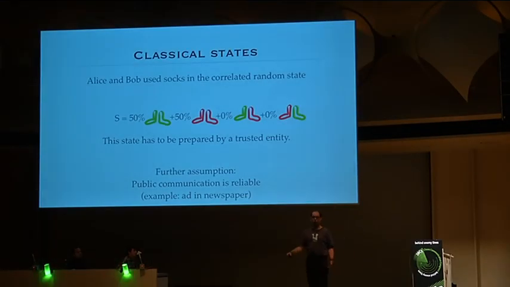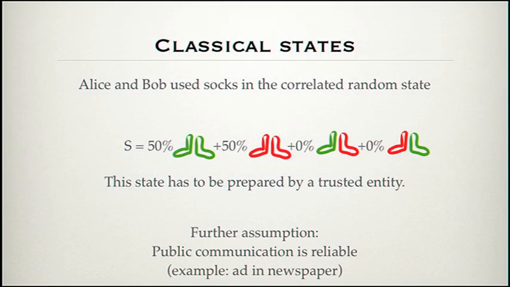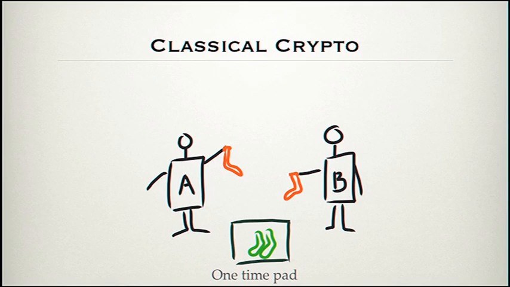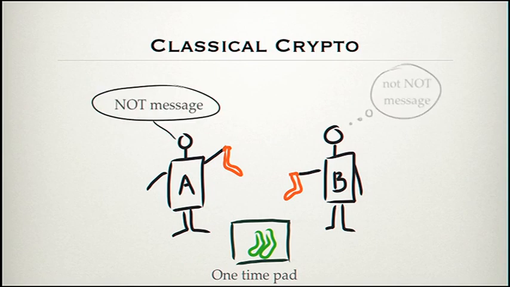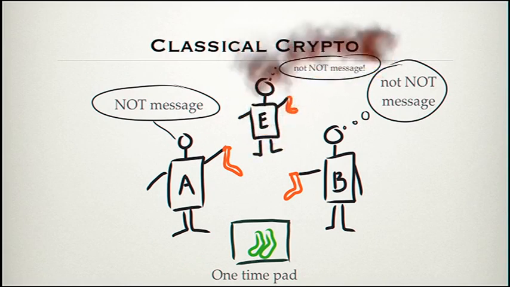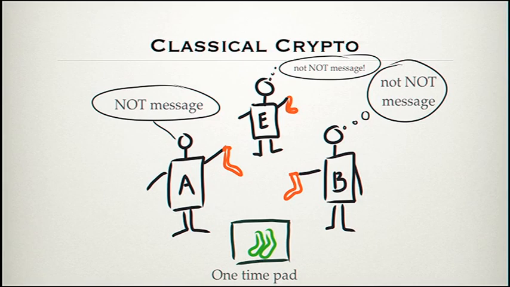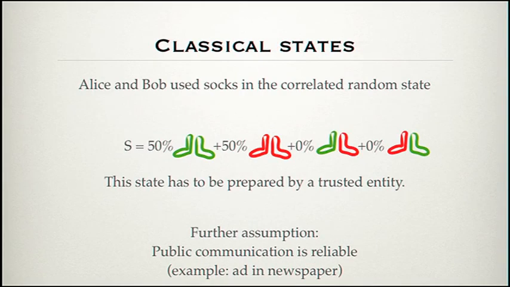And of course, there's a further assumption, and that'll also exist in the quantum case, because otherwise you're completely lost, that public communication is reliable. So, I mean, here, I'll look back, she has to announce a message, and Bob has to be able to hear this message and to hear it correctly, otherwise it wouldn't work. Okay, that is the classical situation.